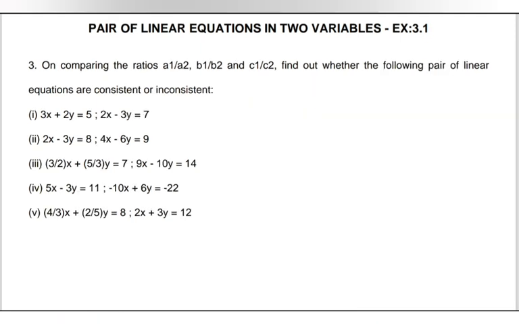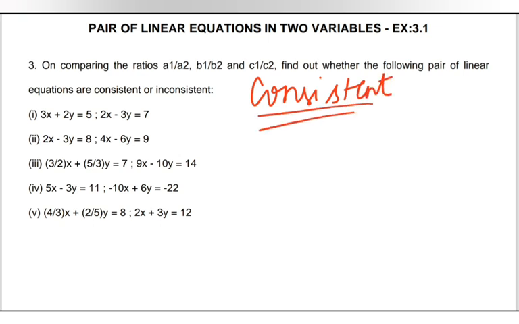Third question: on comparing the ratios a1 by a2, b1 by b2 and c1 by c2, find out whether the following pair of linear equations are consistent or inconsistent. What is consistent? Consistent means the equation has solutions. Inconsistent means the equation doesn't have a solution at all. Consistent means the equation has a solution, either one solution or multiple solutions.